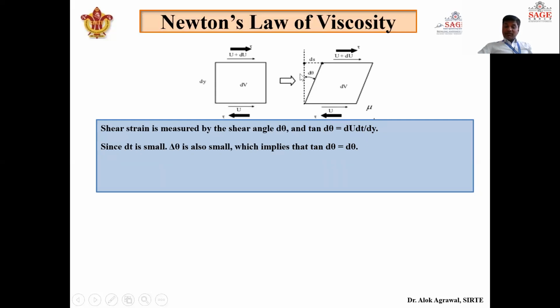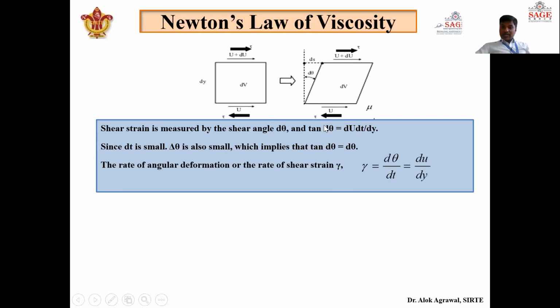Since we have taken very small time dt, this d theta is also very small. So when this is very small, we can write tan d theta as d theta only. Okay. So the rate of angular deformation or the rate of shear strain gamma can be written as d theta. We can take this dt and bring it below d theta. So this rate of shear strain gamma can be defined as d theta by dt, which is equal to du by dy. So this gamma is known as rate of angular deformation or rate of shear strain.